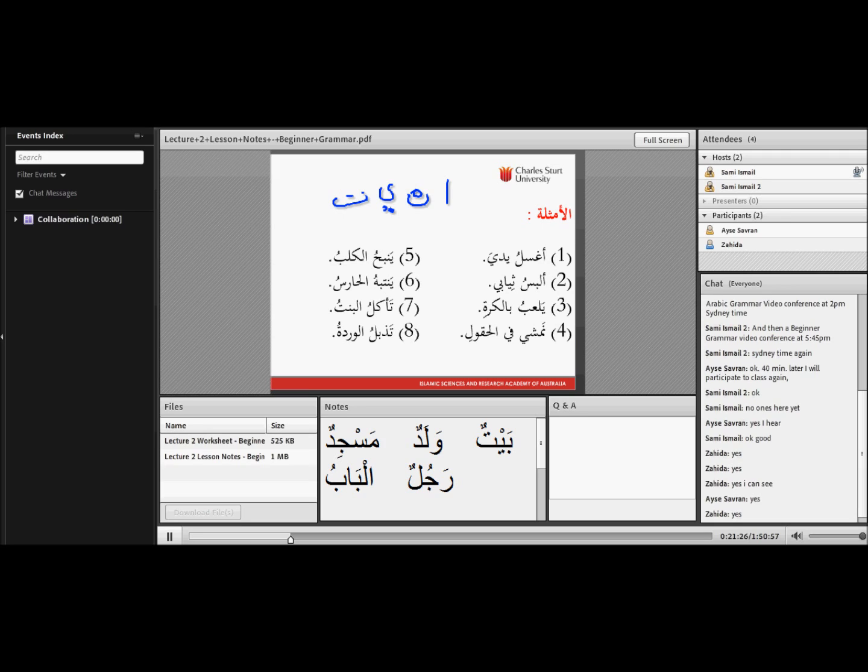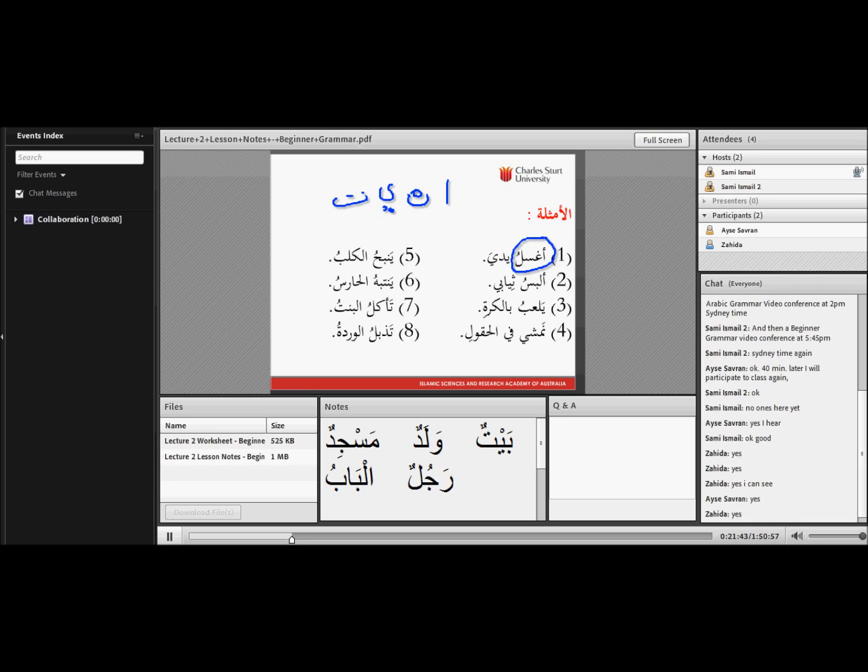Okay, so some examples here. The first one is Aghsilu yaday. I am washing my hands. I'm not going to go through all of it, but I'll go through most of it, inshallah.